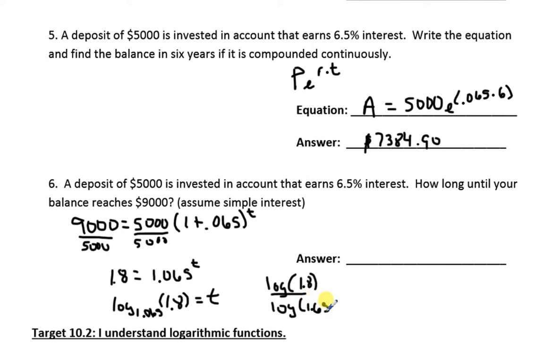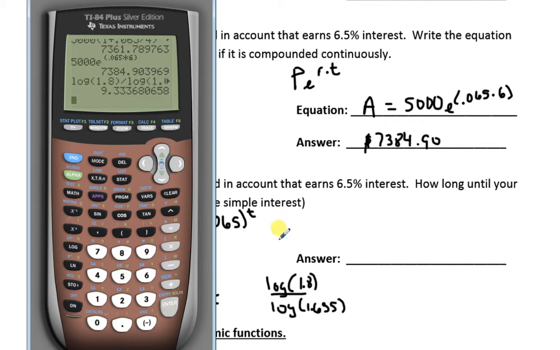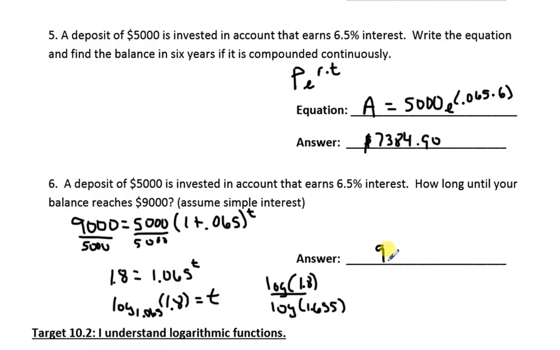And like I said, it should be more than 6 years. It's not going to be way over 6 years. And if you do that on your calculator, log of 1.8 divided by log of 1.065 equals 9.334, and we're talking about years here. All right, we're cruising.